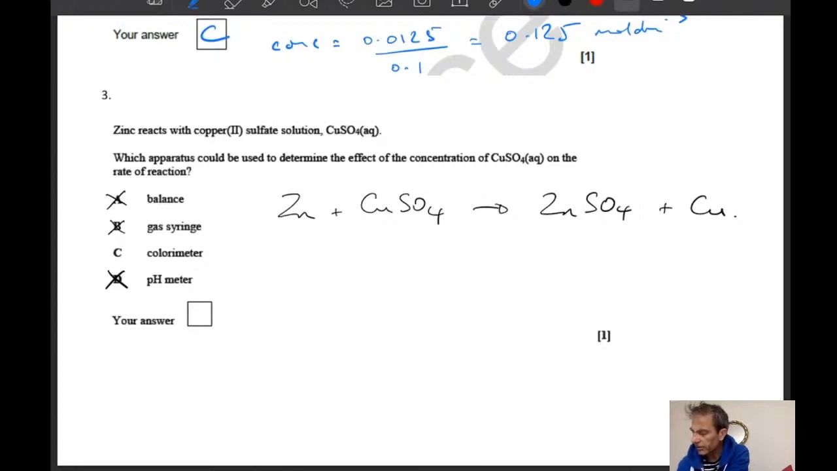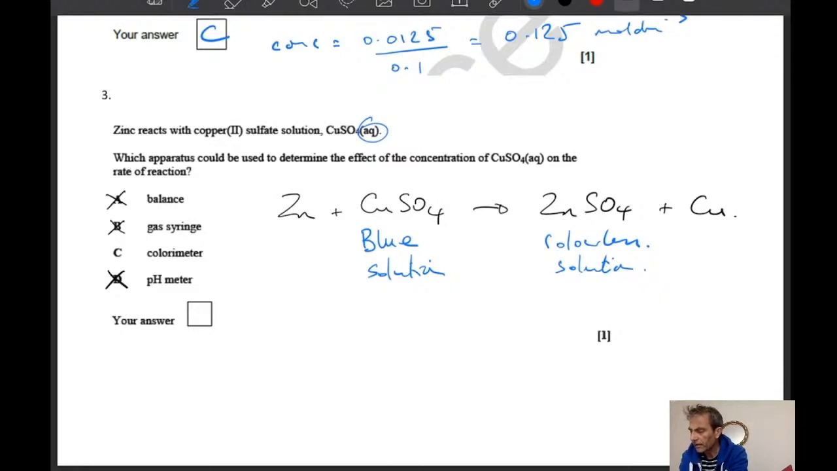So why is the colorimeter the right answer? Well, this chemical here, copper sulfate, is blue. So that would be a blue solution because it says aqueous. Zinc compounds are colourless. So that will be a colourless solution. So basically, as this reaction proceeds, the blue solution is going to fade away, the strength of the colour. Now you could monitor that by a colorimeter.